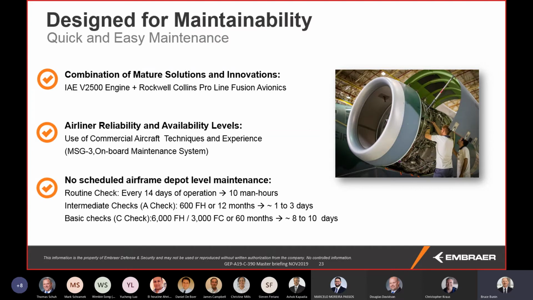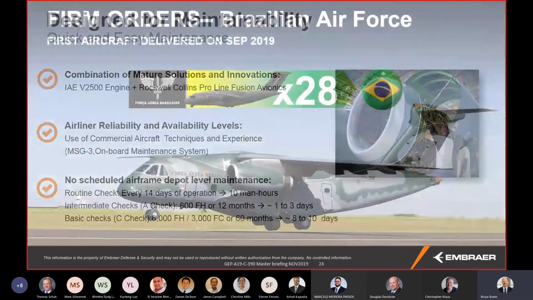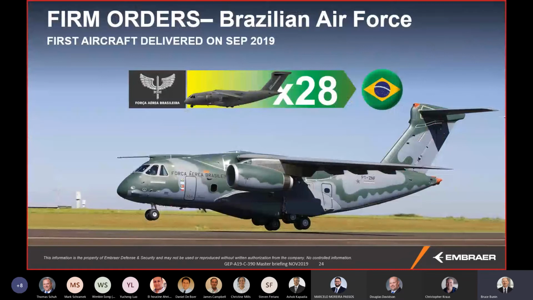Certainly where companies have sold derivatives of commercial jets to military customers, they know what that's all about. But for an airlifter like this, it has really never been done before. So the idea of just doing A checks every 600 flight hours and C checks every 6,000 is a different thing for military customers altogether, and it's a real improvement. So it is a discriminator again for us.